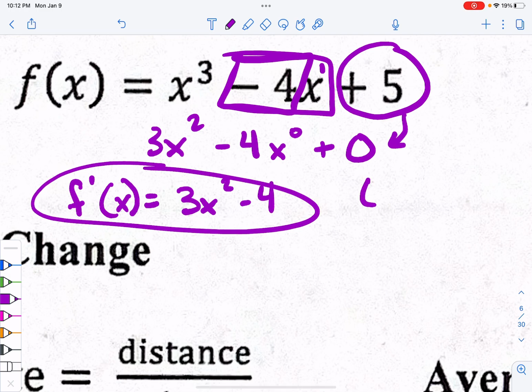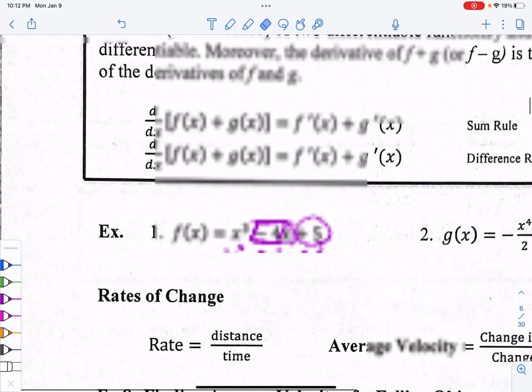So at the point (1, something), we would plug 1 in for x to get an actual number for the slope, or the derivative. This is the general derivative. But anyway, that's coming, okay? All right, the next one, number 2.